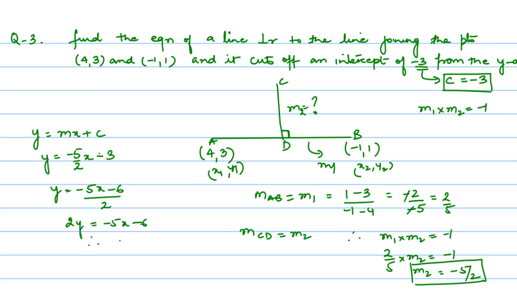Therefore, taking every term to the left side, 2y plus 5x plus 6 equals 0. This is the equation of our line which is perpendicular to the given line AB and which cuts off an intercept of minus 3 on the y-axis. And if you can look, the equation is a linear equation in two variables.